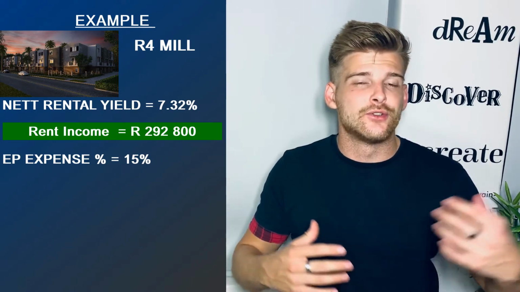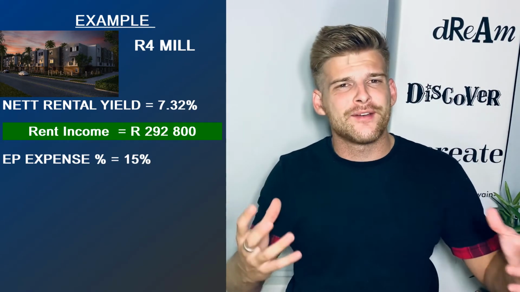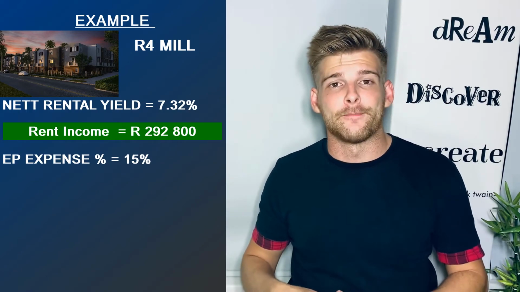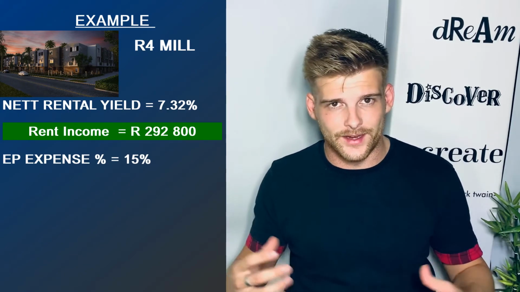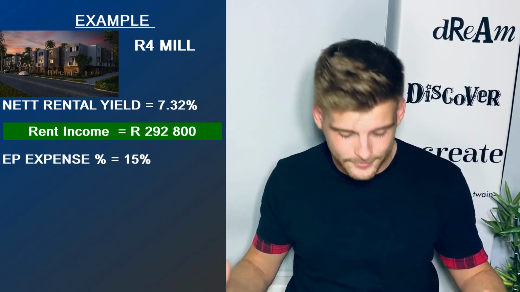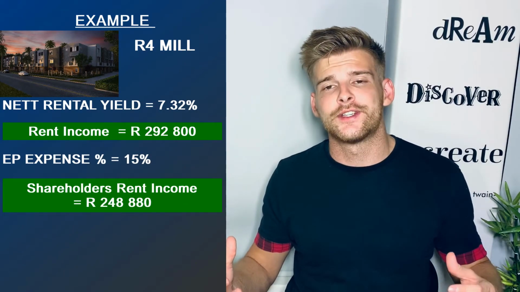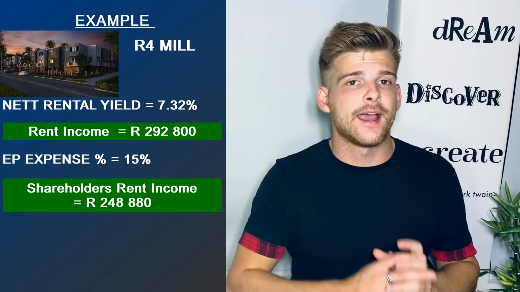Now remember, EasyProperties takes 15% of that rent income so that they can fund and run it as a company, do any repairs, do all the legal stuff behind it, the stuff that you as a property investor don't want to do. They take it out. So now you have 85% left of that rent income received on that 4 million rand. You're sitting left with 248,880 rand. That is now what is left to be paid back to investors.